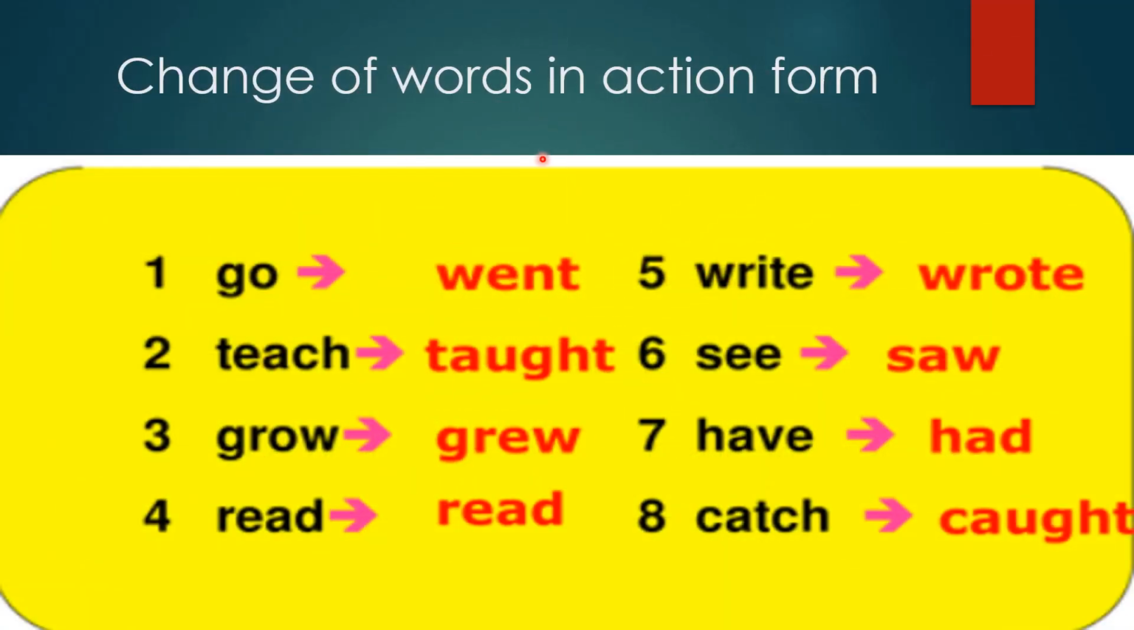Now the change of words in action form. Go, it is went. Teach, taught. Grow, grew. Read, read. Here the spelling is similar but the pronunciation is different, you have to read it in another form. Write, wrote. See, saw. Have, had. Catch, caught.